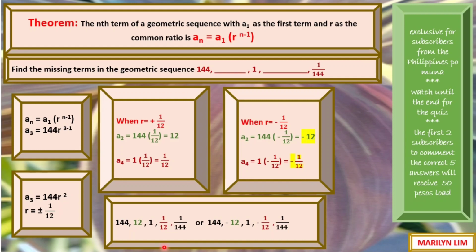Okay, so we have two ways for our conclusion. The first one here is the answer when r, or the ratio, is positive 1 over 12. So we'll be filling up this a sub 2 and a sub 4 using first when r is 1 over 12. And for this part, we use the value when r is negative 1 over 12, then fill up a sub 2 here and a sub 4.